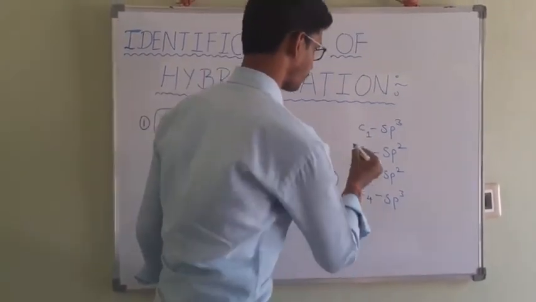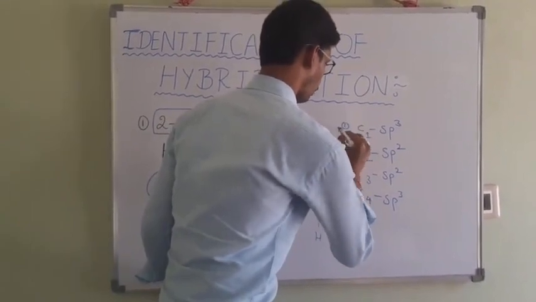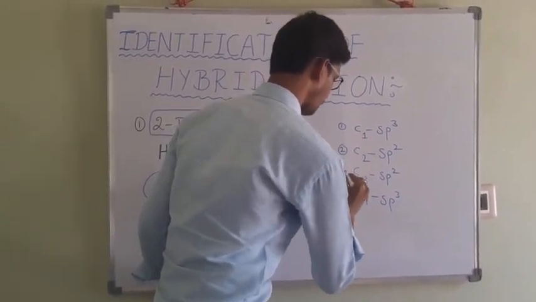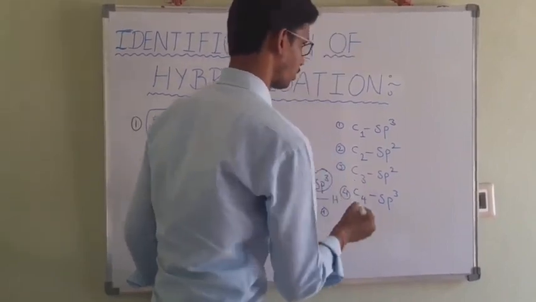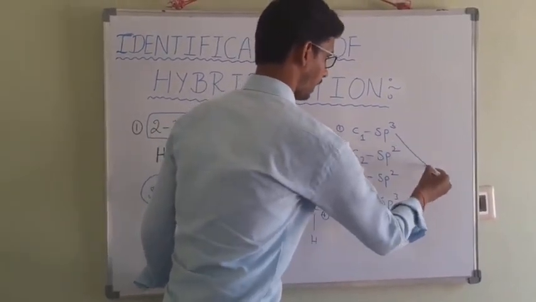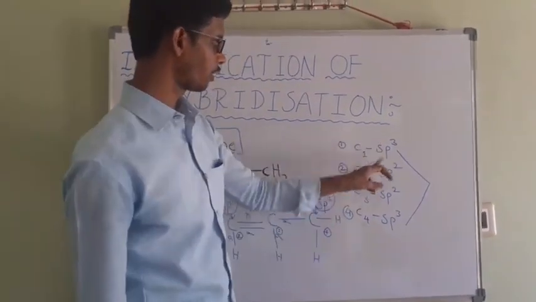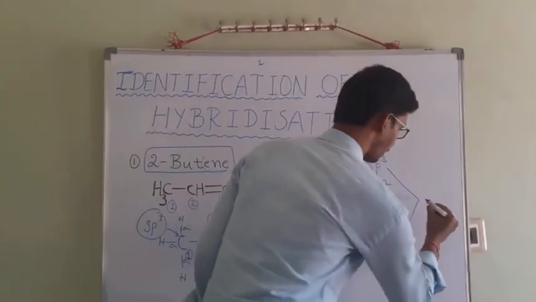That's why here, first carbon, second carbon, third carbon, fourth carbon: the 1st and 4th carbons belong to sp3 hybridization.